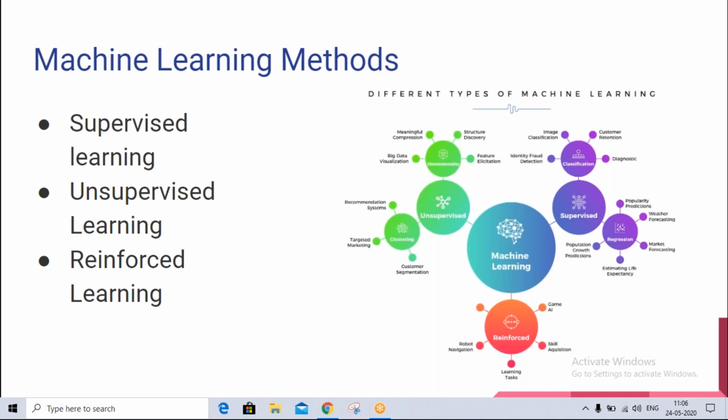Like the first example that we saw, the Tom and Jerry example, when we were creating two classes, if I see a picture of Jerry, I will put it into a class which is called Jerry. If I see a picture of Tom, I'll put it into a class of Tom, or Jerry maybe. Then I was explaining the house price prediction example.